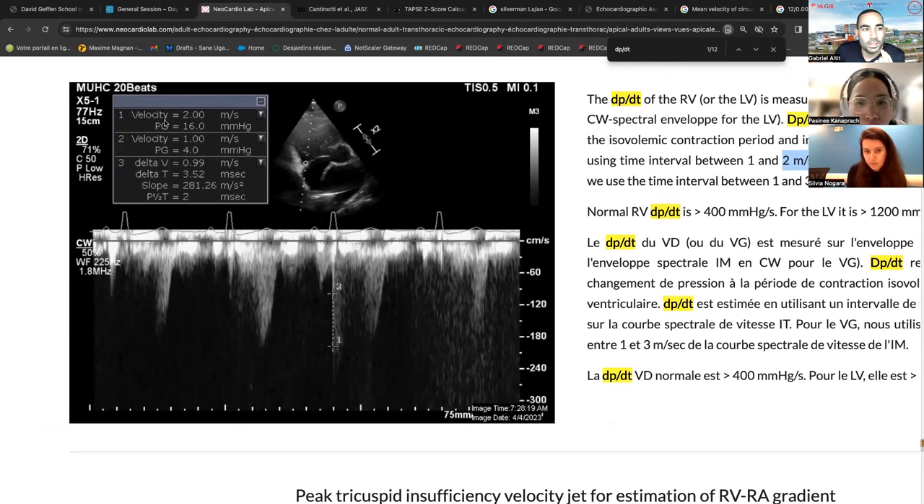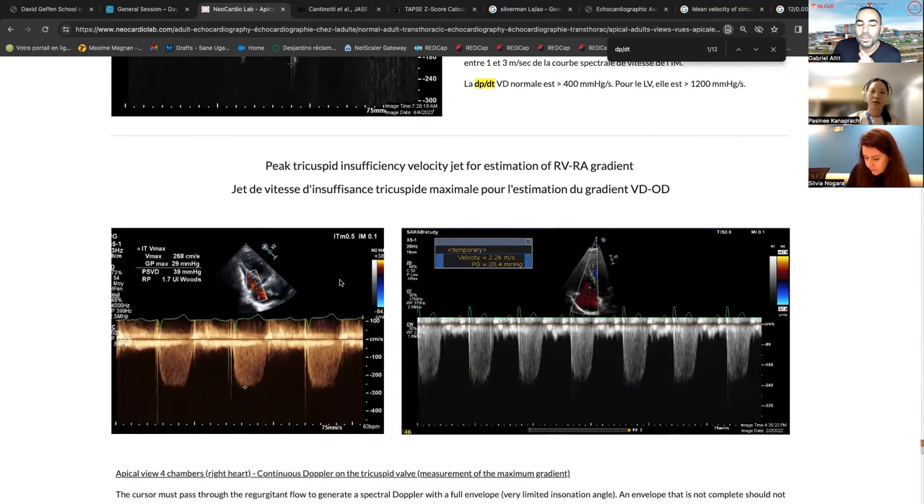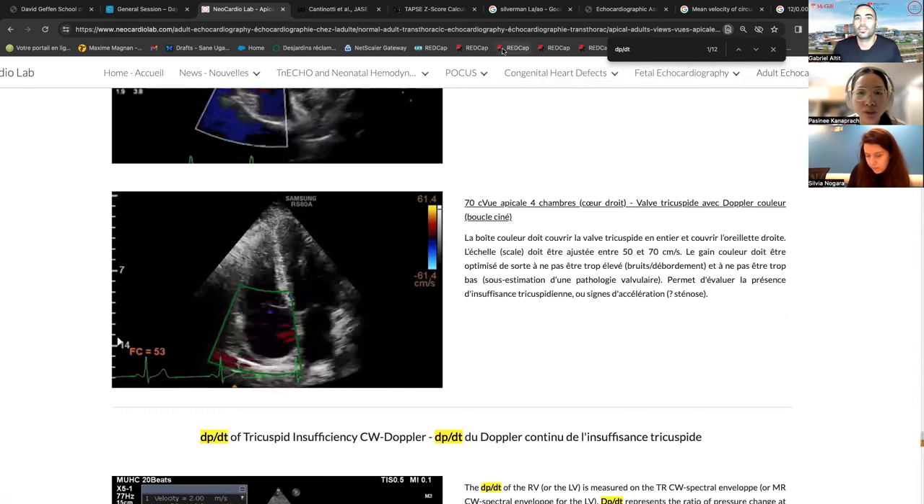The reason I've put that is because I always look at how much time it takes to go from 1 meter per second to 2 meters per second. So I initially go on my curve and I locate 1 meter per second, which corresponds to here. Then I locate the 2 meters per second, which corresponds to here. And then I trace the distance between my one and my two, and it gives me my delta time. If I use the MR, I should find it at 3 meters per second. Exactly. If it's MR, it's going to be 3 meters per second.